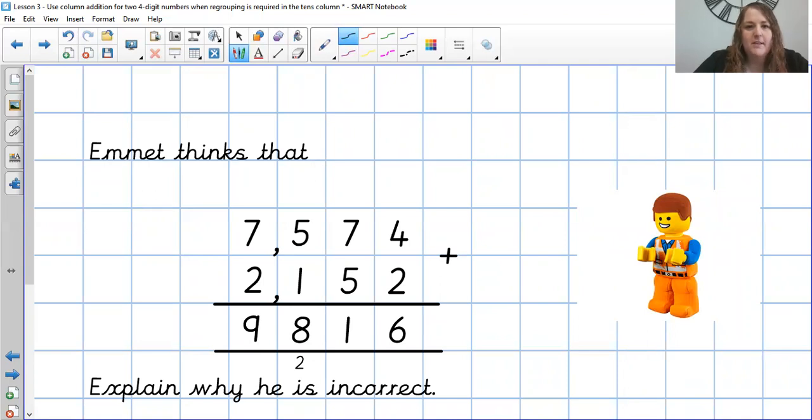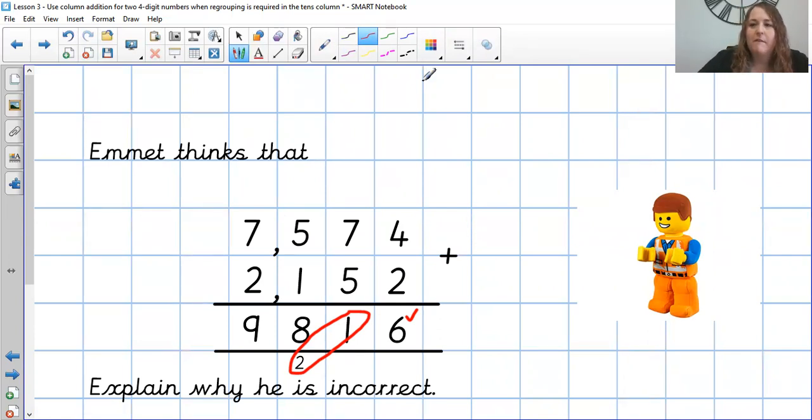Okay, well done if you've spotted it. Let's have a look then. So all of the numbers are in the right columns from what I can see. 4 add 2 is 6. I think that bit's right. 7 add 5, 7, 8, 9, 10, 11, 12. So he's got his 12 here. Does that look like 12 to you though? What's he actually done? Yep, he's put them the wrong way round.